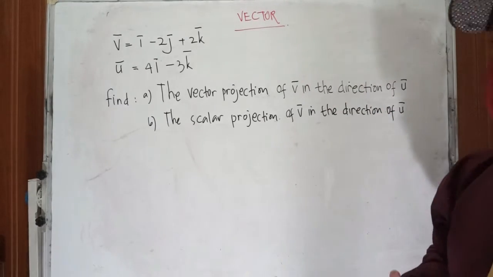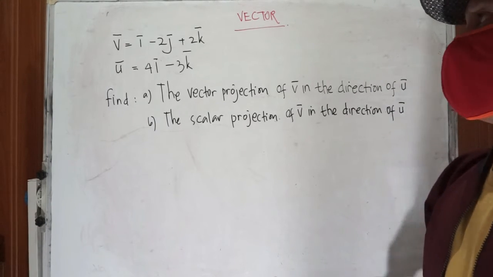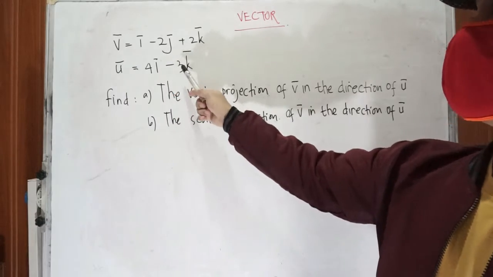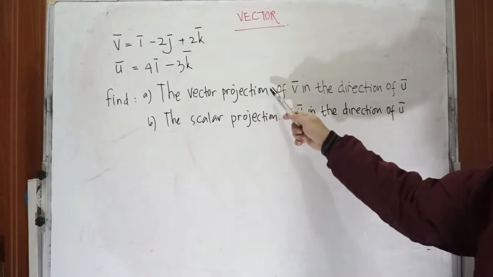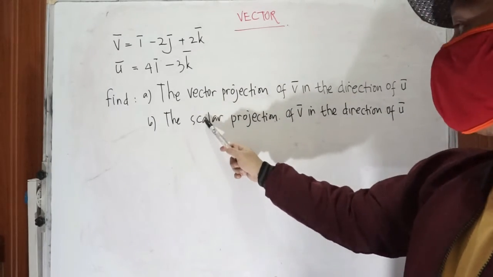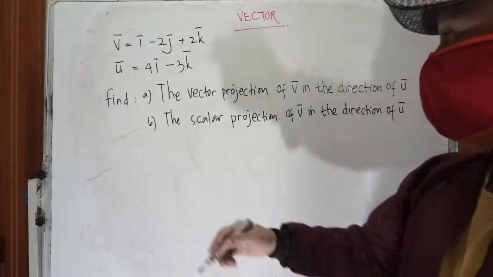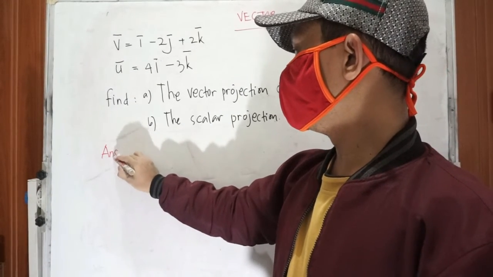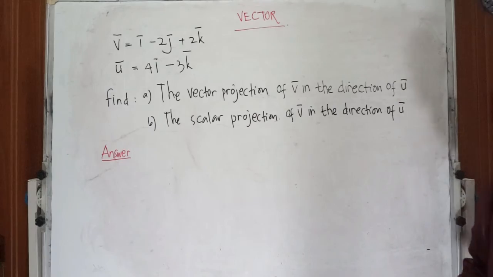Okay, students, I have one question. Let vector V equal i minus 2j plus 2k and vector U equal 4i minus 3k. The question is: A, find the vector projection of V in the direction of U. B, find the scalar projection of V in the direction of U. Okay, we try to answer. How to answer this question? Okay, students, we go to question A.